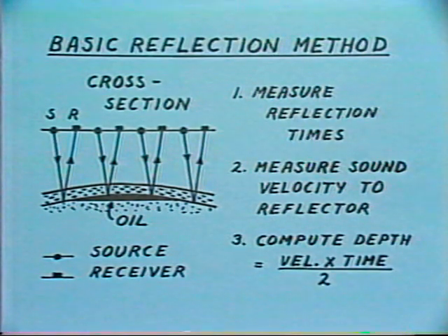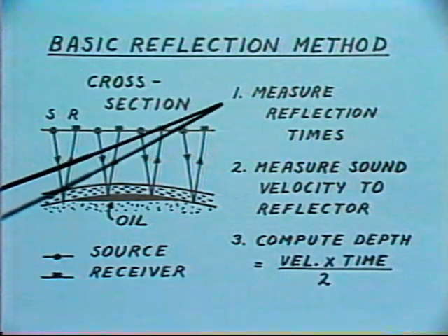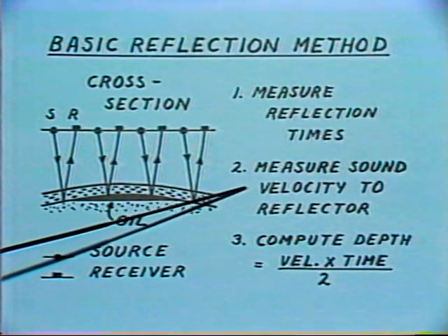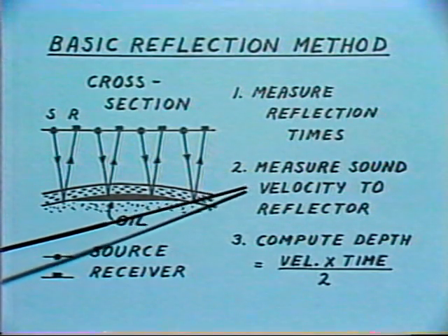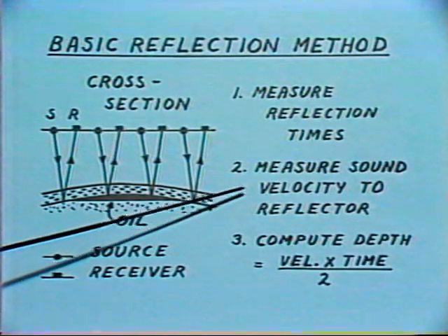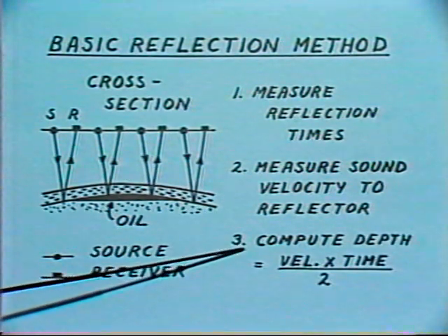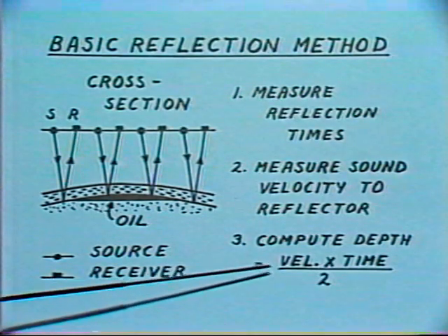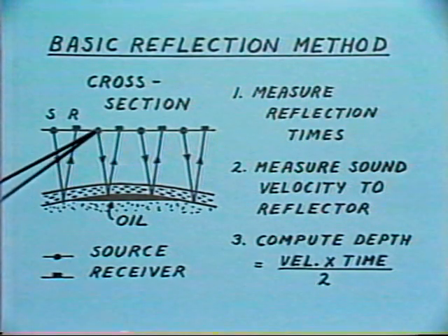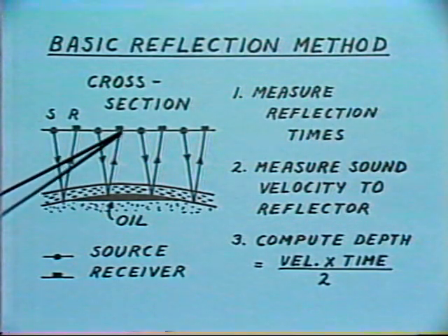So the basic idea of the reflection method is firstly to measure reflection times, and then somehow to measure the velocity with which the sound travels to the reflector and back again. And this velocity can be determined from the reflection measurements themselves, in fact. And then, knowing the times and velocities, we can calculate the depth to a particular reflector. It's simply the velocity multiplied by time and divided by 2, because we're dealing with the travel path in 2 directions, to the reflector and back to the surface again.